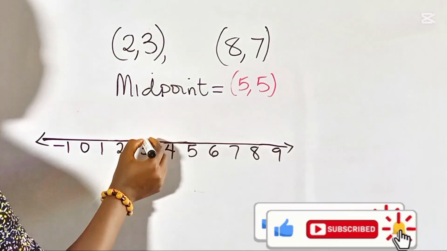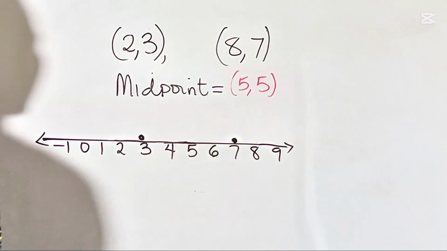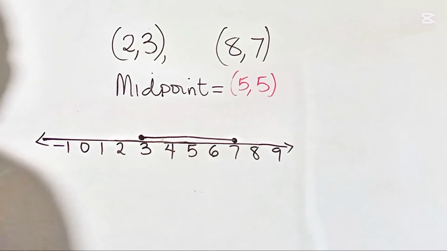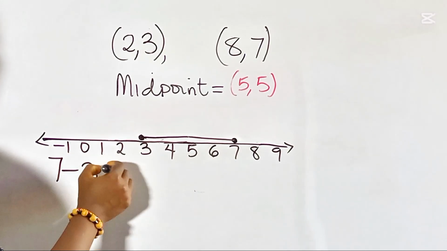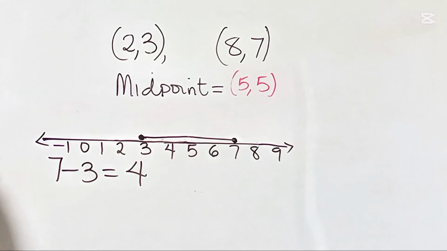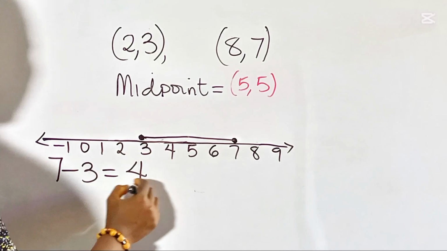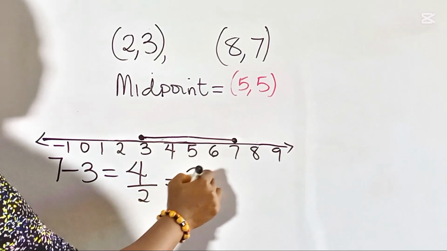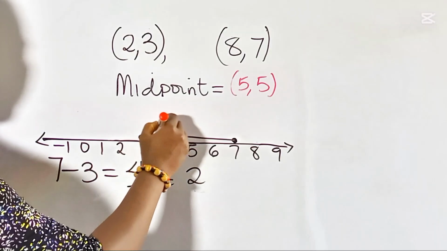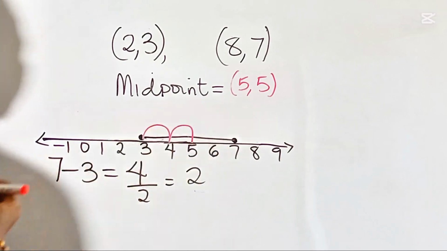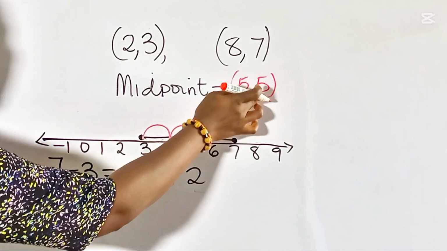So we have from 3 to 7 for the y values, right? The total distance between these points is going to be 7 minus 3, which equals 4. Then to find the midpoint, we are going to split this difference in half to have 4 divided by 2 to give us 2. So starting from 3, we move 2 steps forward. So we have 1, 2. And this lands us exactly in the middle, which is also 5.